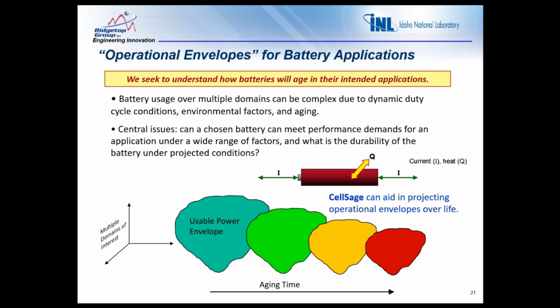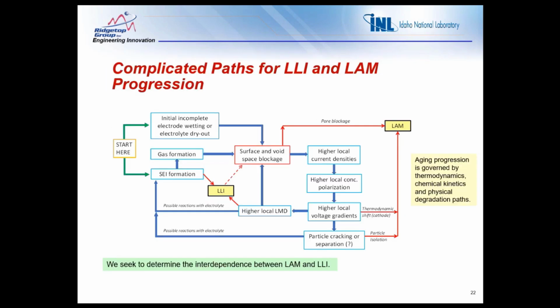technology, CellSage. So battery usage across multiple domains can be incredibly complex due to the dynamic duty cycle and environmental stress factors encountered over the battery's operational life. And as we know, over time and cycles, the usable power envelope tends to shrink. Not only does that usable power envelope tend to shrink, there are also complicated paths for dominant aging mechanisms such as loss of inventory and loss of active material.